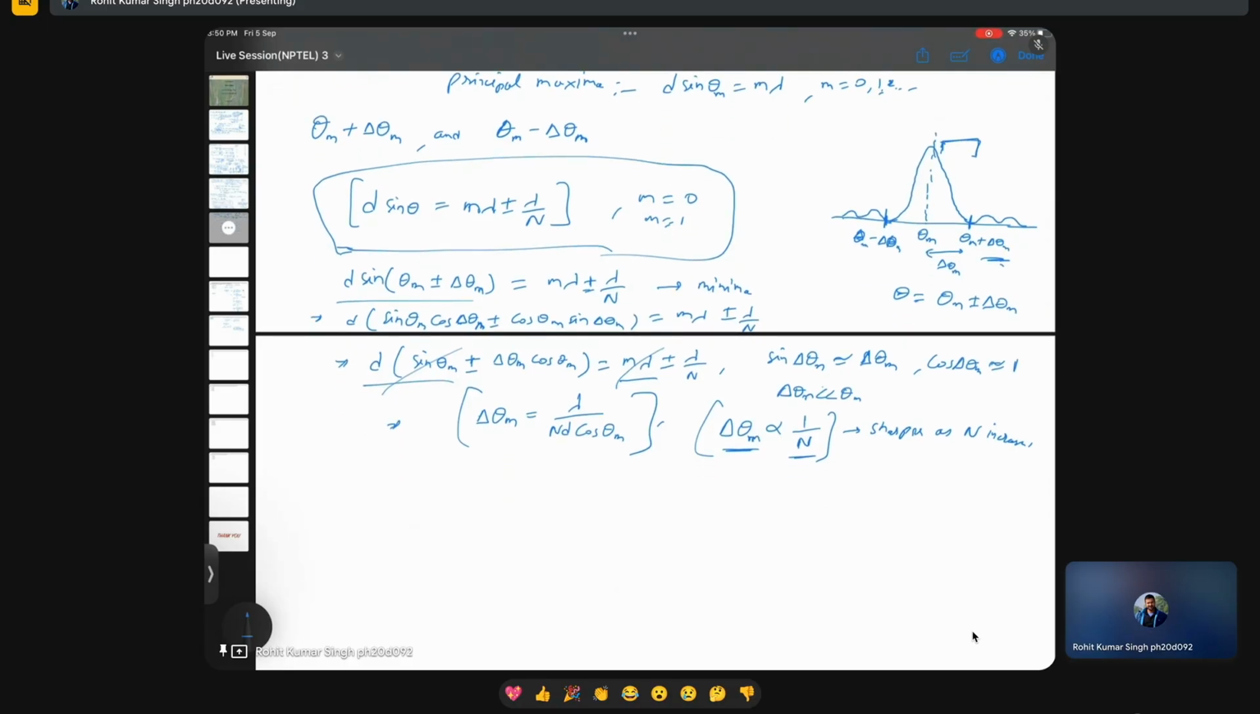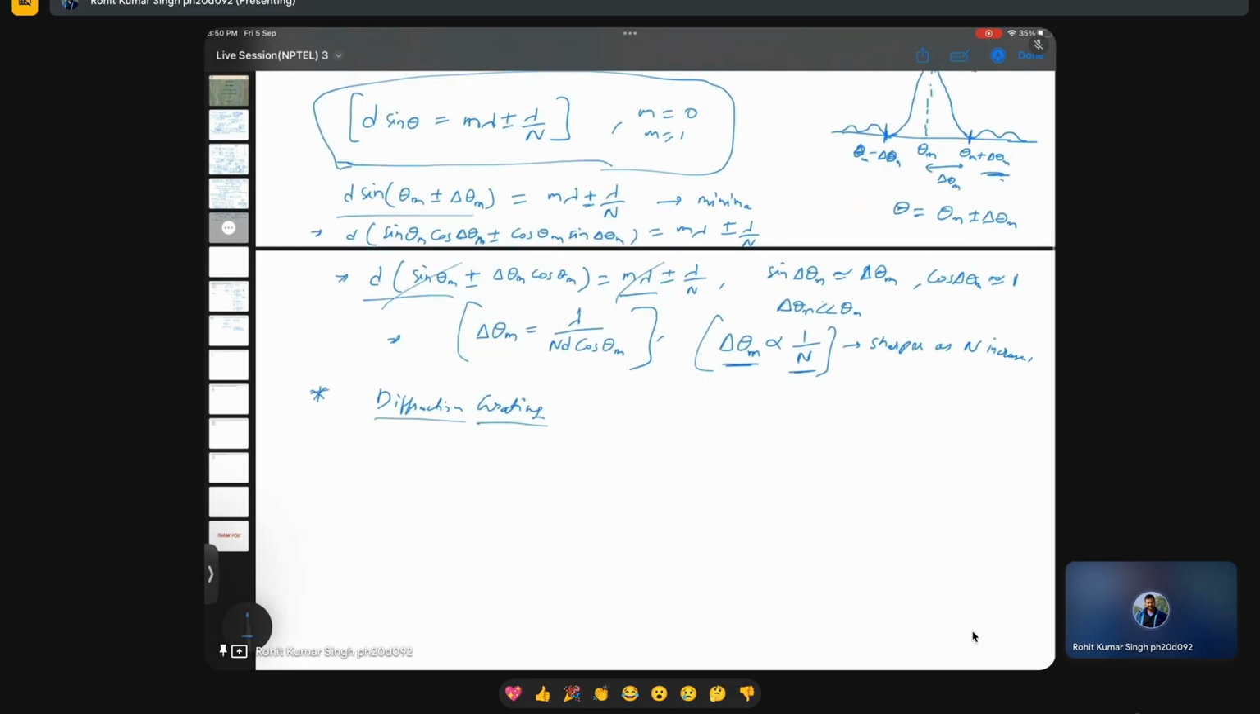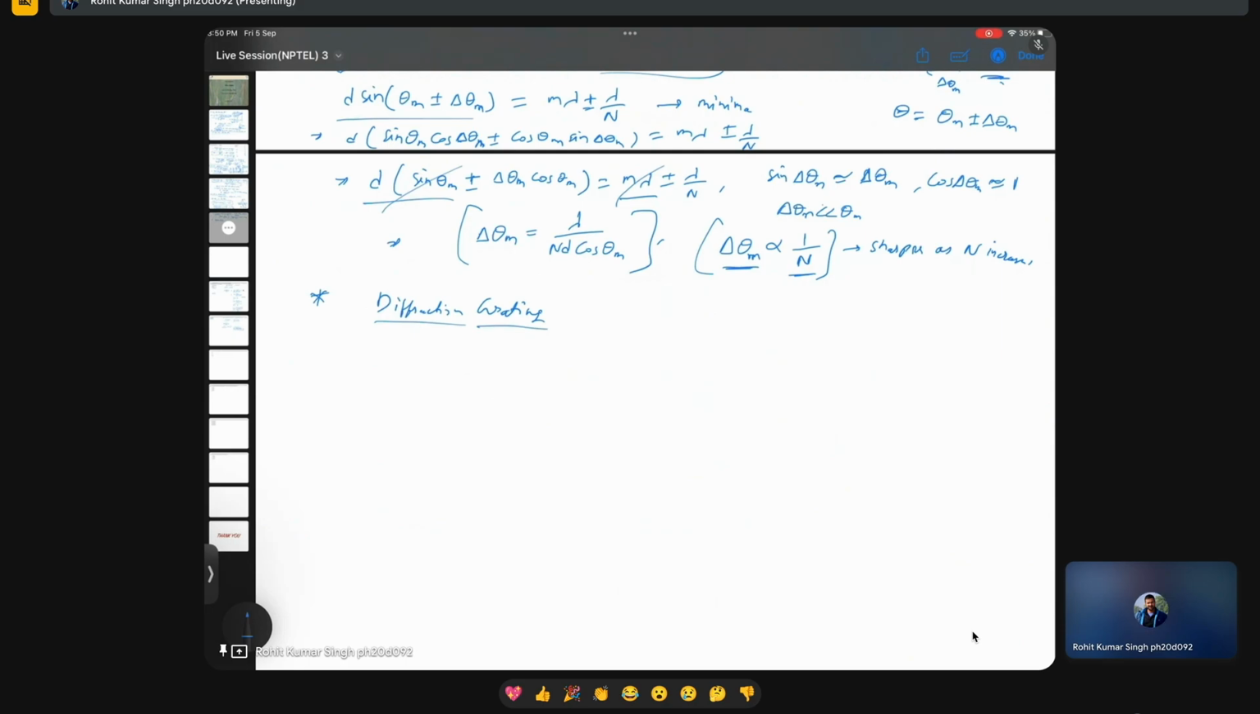Okay, fine. Now let's quickly discuss the diffraction grating. Then we solve some problems. So a diffraction grating is nothing but these n slits. In practice, we use the diffraction grating in labs to study Fraunhofer diffraction by n slits.